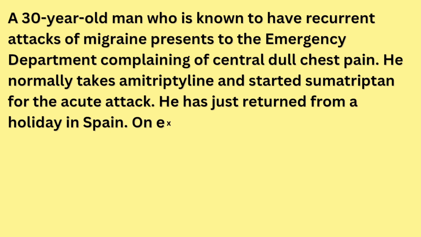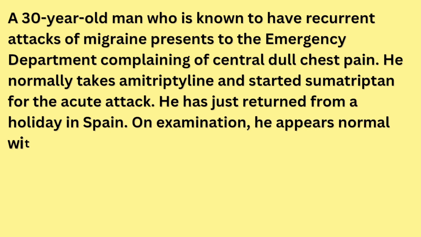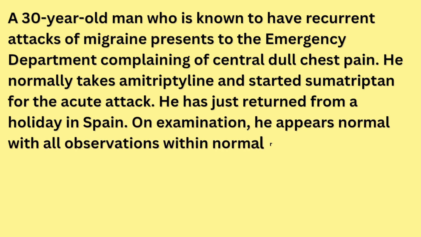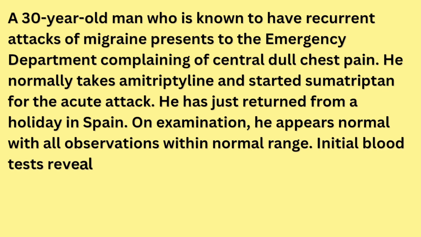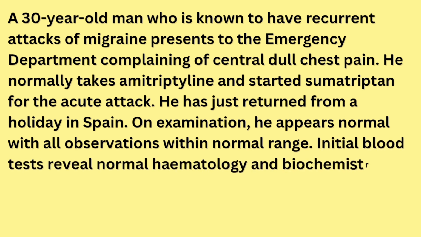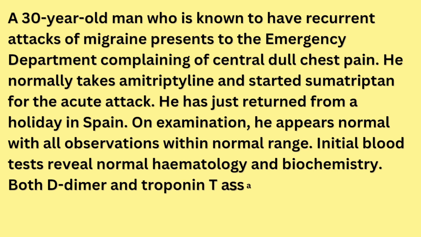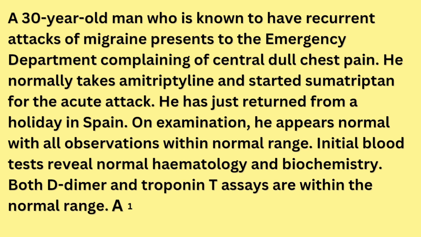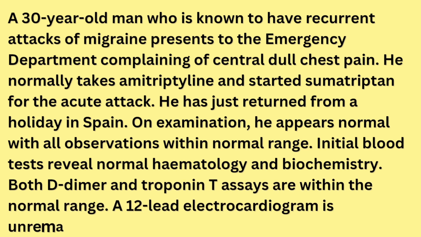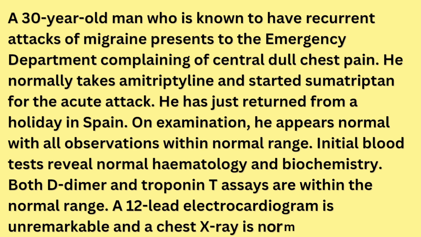On examination, he appears normal with all observations within normal range. Initial blood tests reveal normal hematology and biochemistry. Both D-dimer and troponin T assays are within the normal range. A 12-lead electrocardiogram is unremarkable and a chest X-ray is shown below.